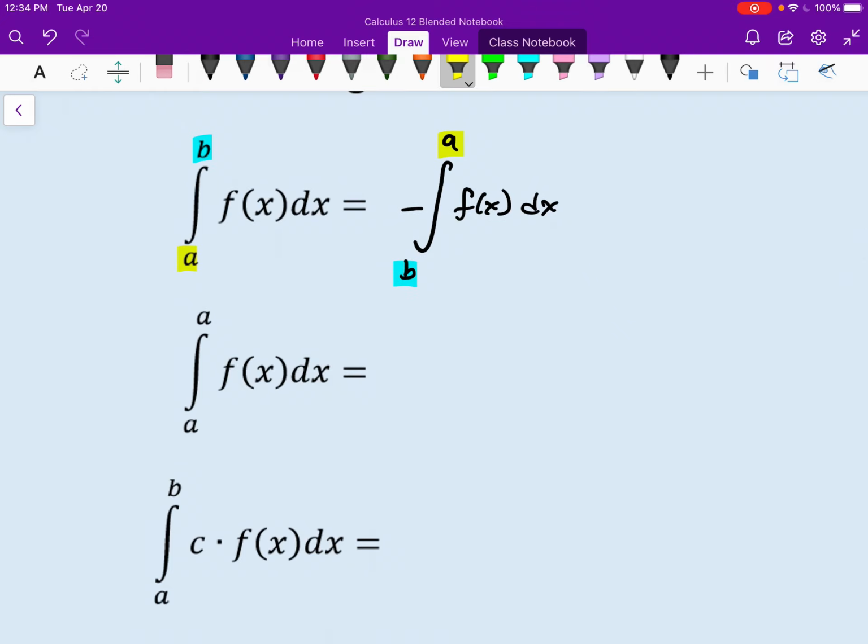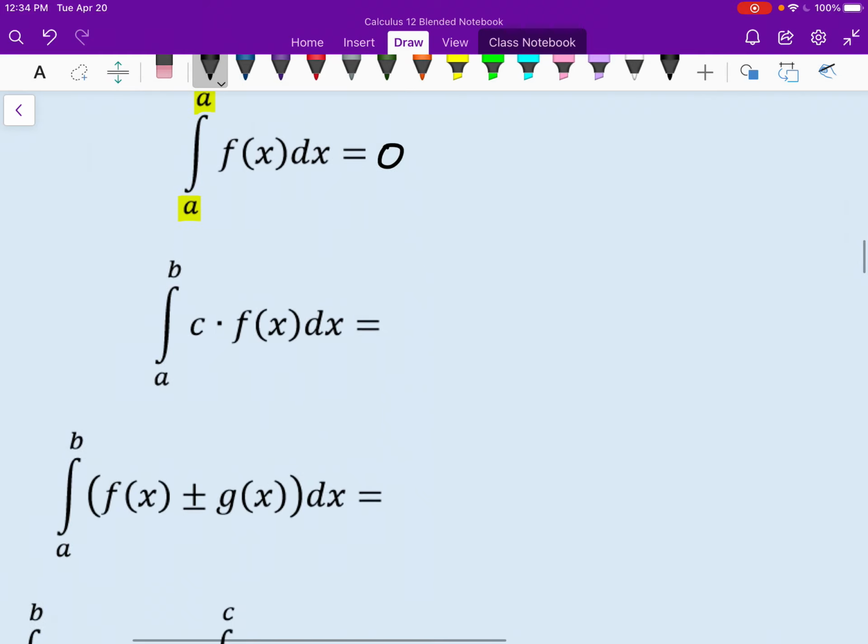What if you want to find the integral of some function from a to a, the exact same number? Well, that means you're finding the area of some region that has no width, because the beginning point and the ending point are the same number, which means I don't care what the function is, this must equal 0.